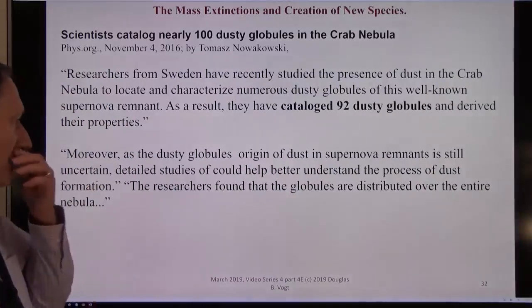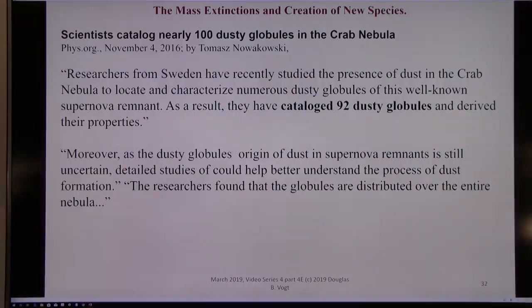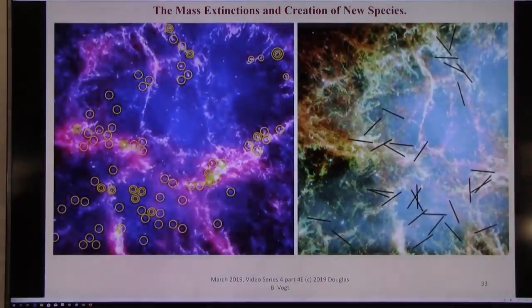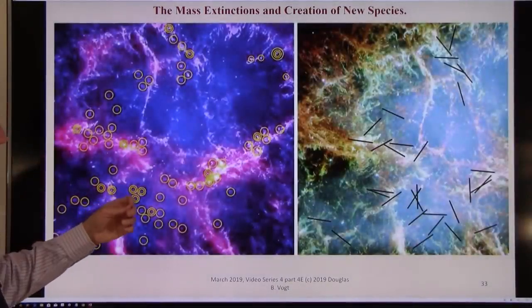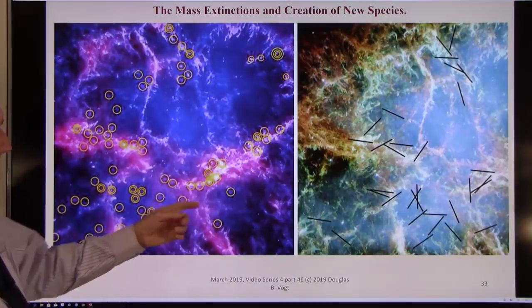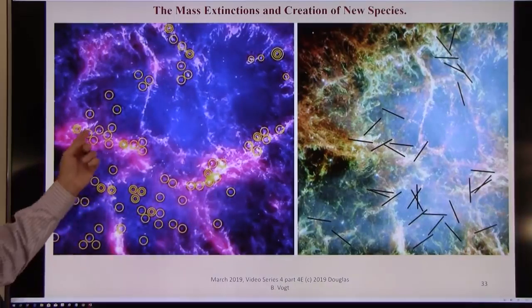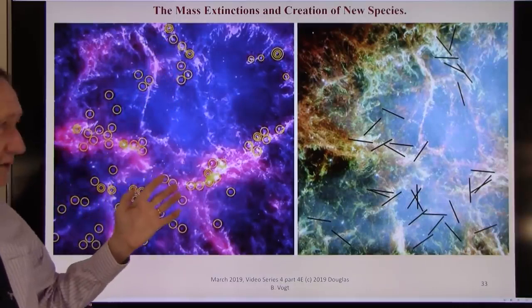Detailed studies could better understand the process of dust formation. The researchers found that the globules are distributed over the entire nebula. I think they photographed this under ultraviolet. And these yellow circles here are the stars that they found. These are stars. So this nebula is just loaded with stars.